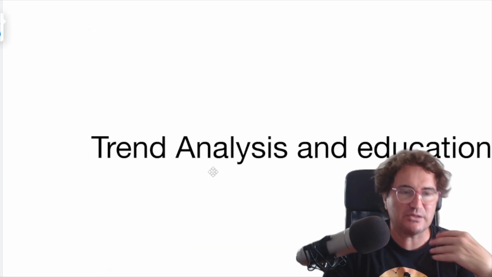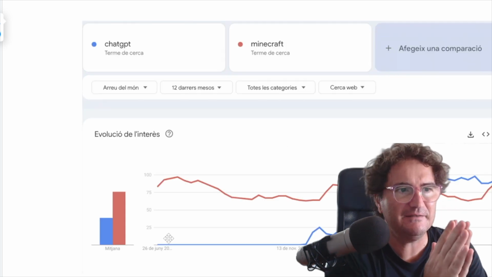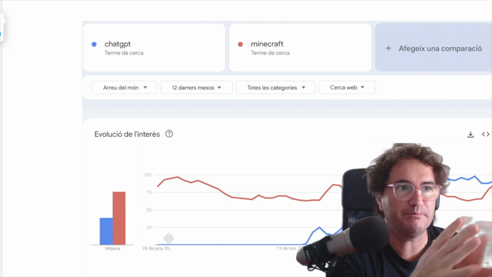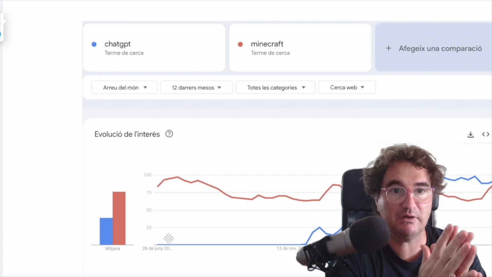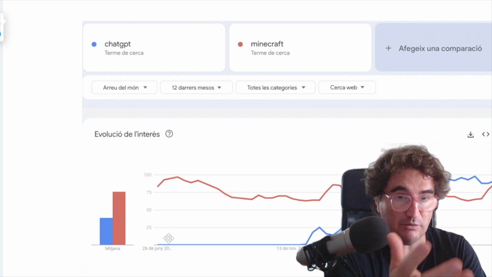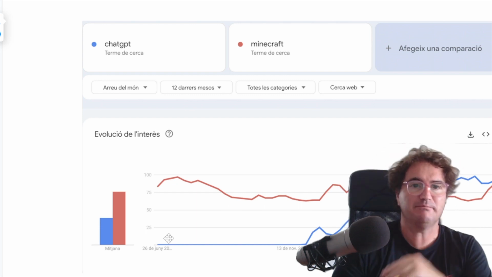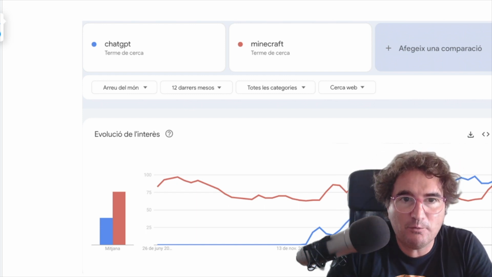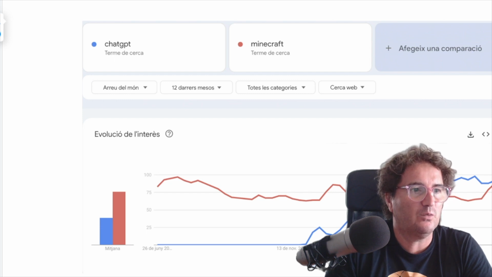Okay, let's do this trend analysis in education. I made this plot comparing ChatGPT and Minecraft. Minecraft is a video game that has a lot of educational uses, and we can see that Minecraft is very popular, on the order of the popularity of ChatGPT. But it's interesting that we have this descent here of ChatGPT. What's going on here?